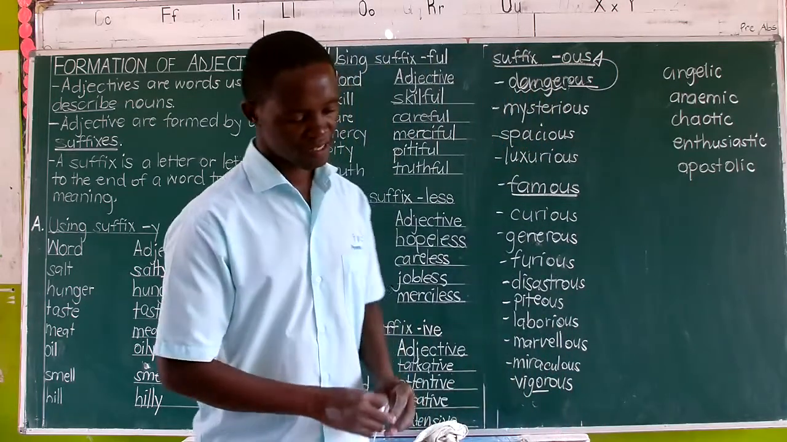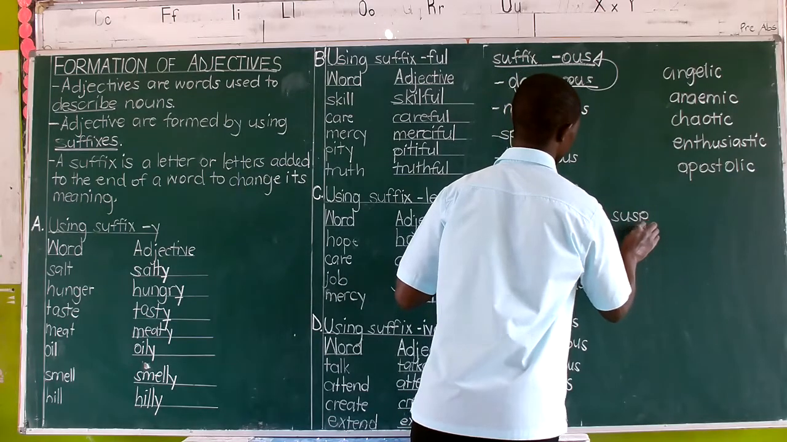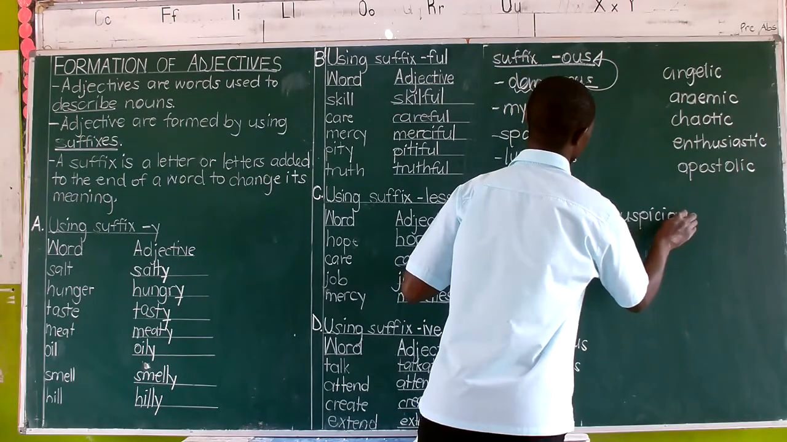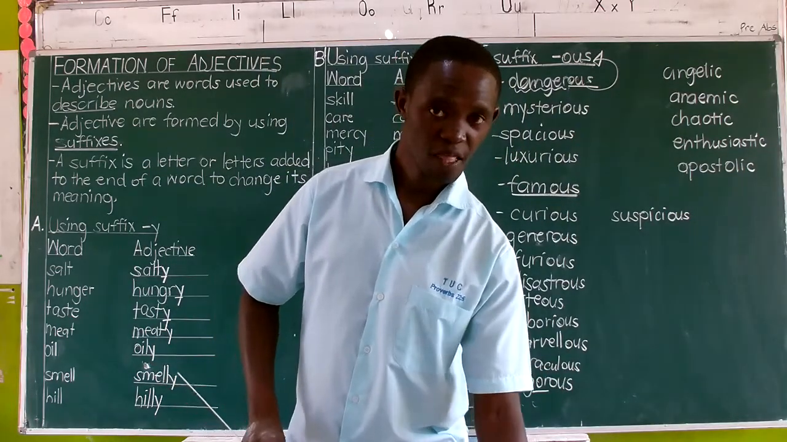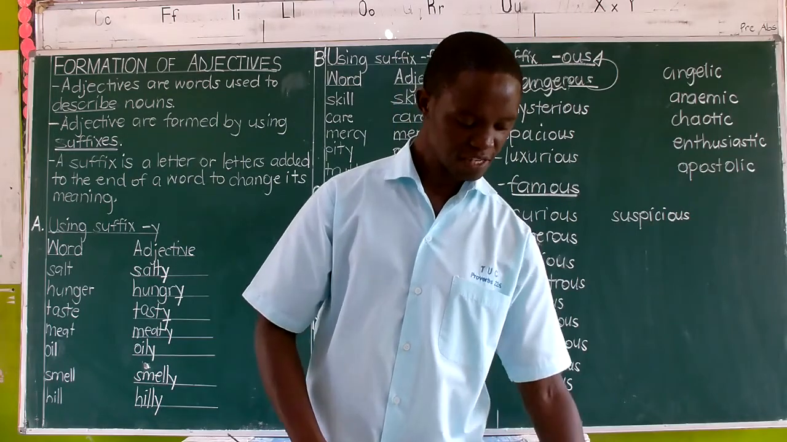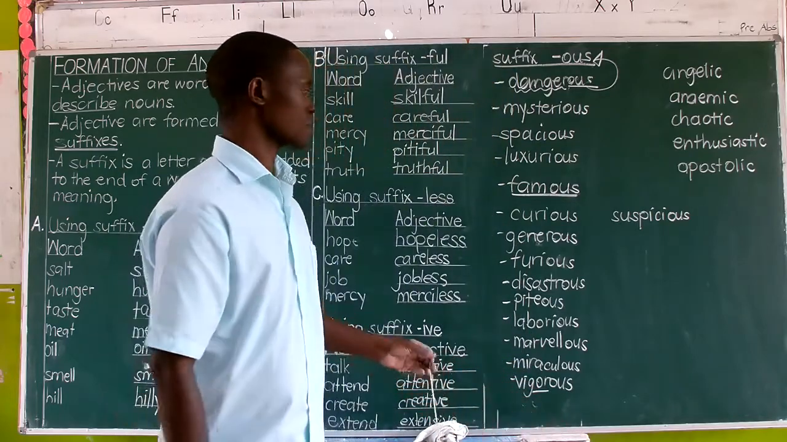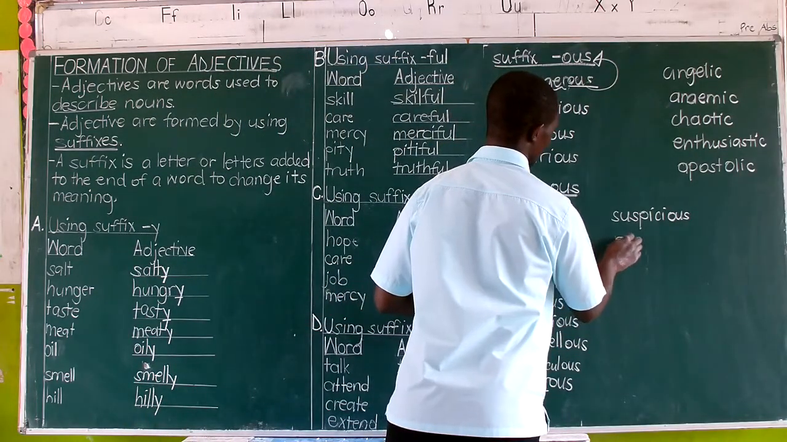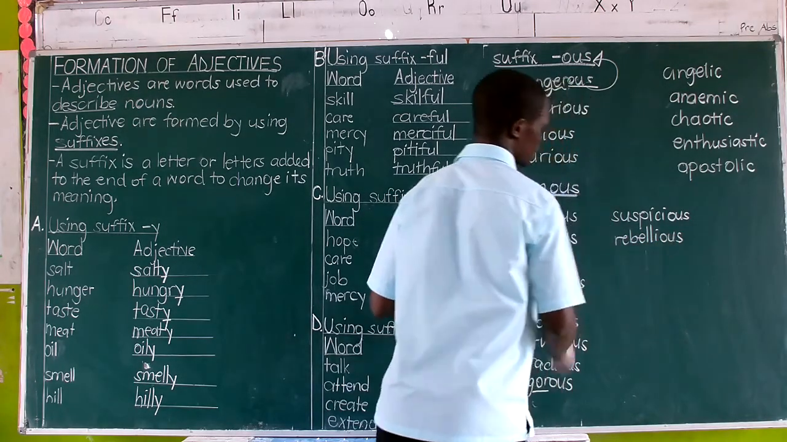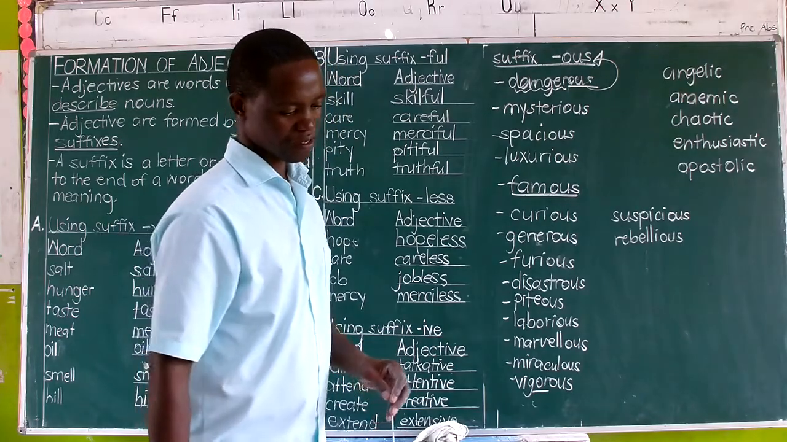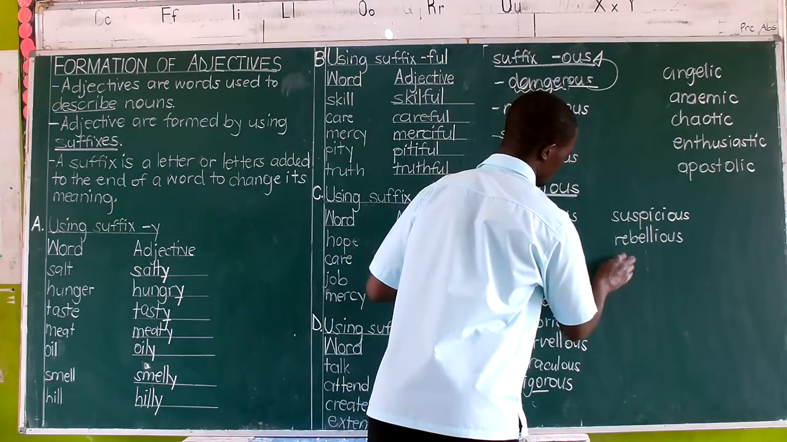Suspicion, and the adjective is suspicious. From suspicion, there is suspicious as our adjective. Our next word is rebellion, and that is the second last one, which is rebellious, L-I-O-U-S. Finally, in that list of OUS suffix, mischief, and that is mischievous.